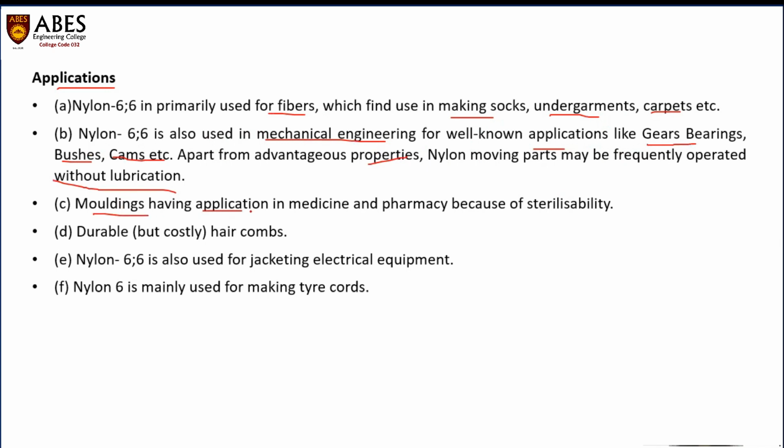Moldings have application in medicine and pharmacy. Also, these are used in hair combs. Nylon 6 is also used in jacket electrical equipment. It is also used in tire coats.